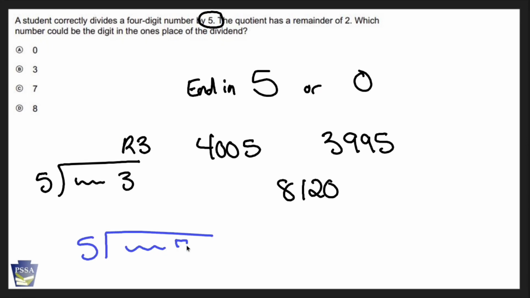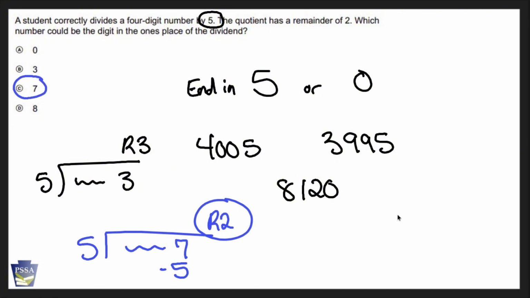If you divide something by 7, you're going to end up with a 5 right here. And when you do that and subtract, you're going to get a remainder of 2 no matter what. So the answer is going to be 7. Now let's just pick a random number and do it.